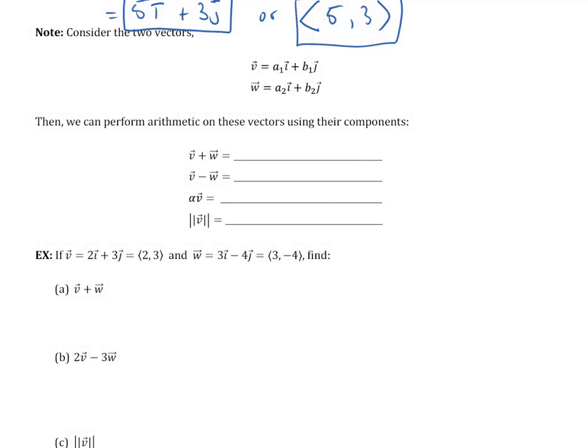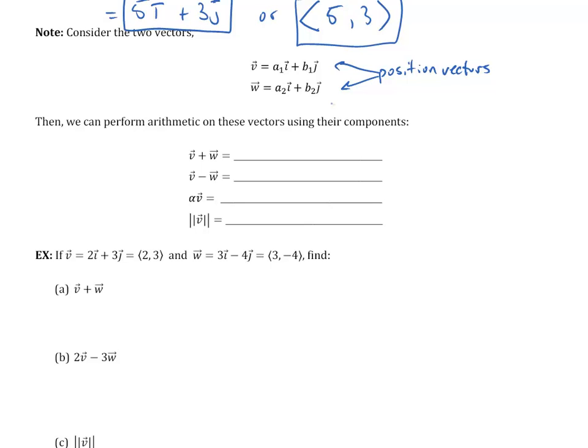So note, let's consider two vectors that are both written in position form. These are position vectors. So they each have an x and a y component. The x component of V is A1. The y component of V is B1. The x component of W is A2. And the y component of W is B2.